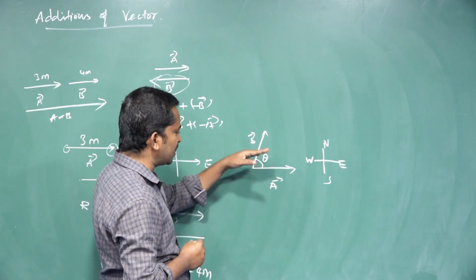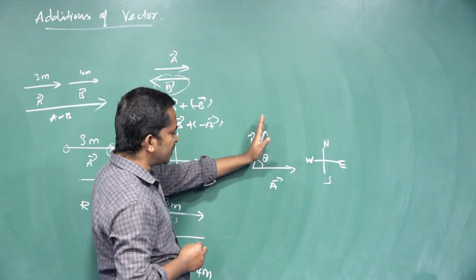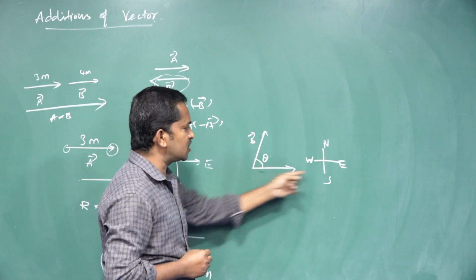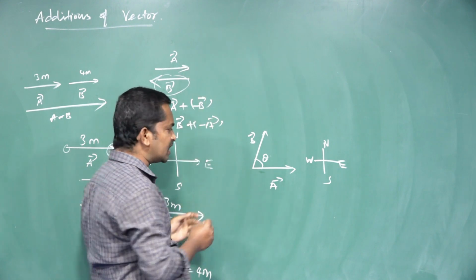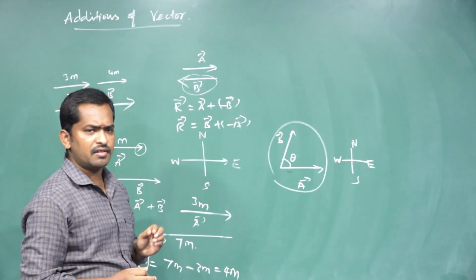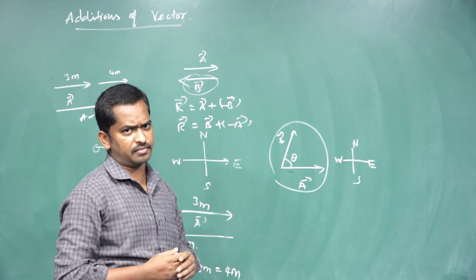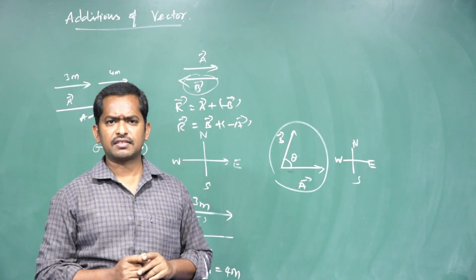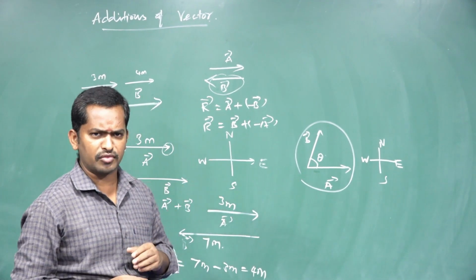B vector is inclined at an angle theta from A vector. A vector is in the east direction, B vector is in the north direction. What is the resultant vector? In this case, the addition of vectors is not possible by normal algebraic addition. So we must use two methods: one is the triangular method, another one is the parallelogram method. First we discuss the triangular method.